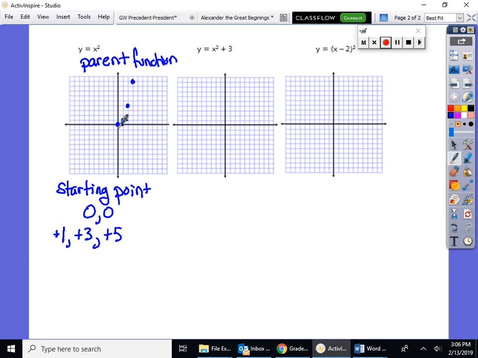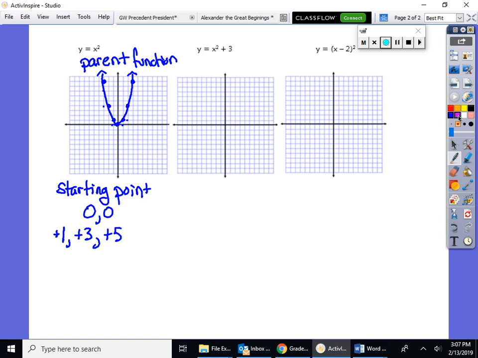Now we do the same thing to the left. Left 1, up 1. Left 1, up 3. Left 1, up 5. And then we just connect our points. So it's that pattern 1, 3, 5, just like in the table. We have our 1, 3, 5 pattern.